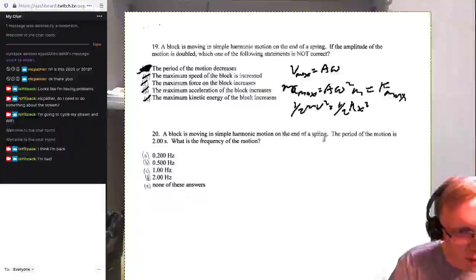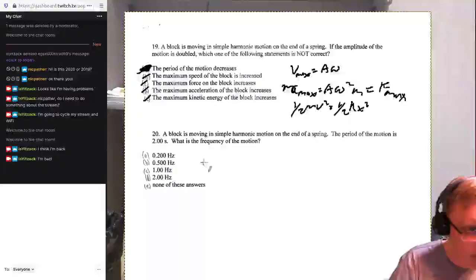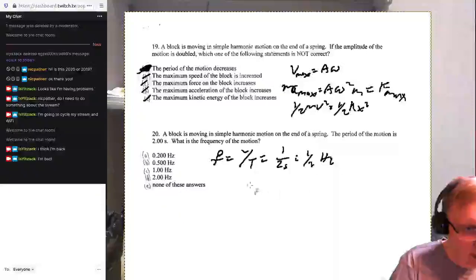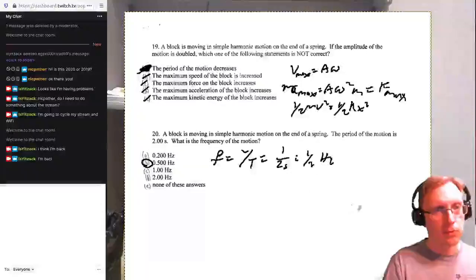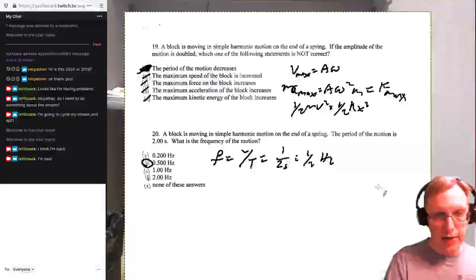A block is moving in simple harmonic motion on a spring. The period is 2 seconds. What is the frequency of the motion? All right. Frequency is equal to 1 over period. So that is 1 over 2 seconds, which means that it is 1/2 hertz. Just like so. All right. That is the end of exam 3.